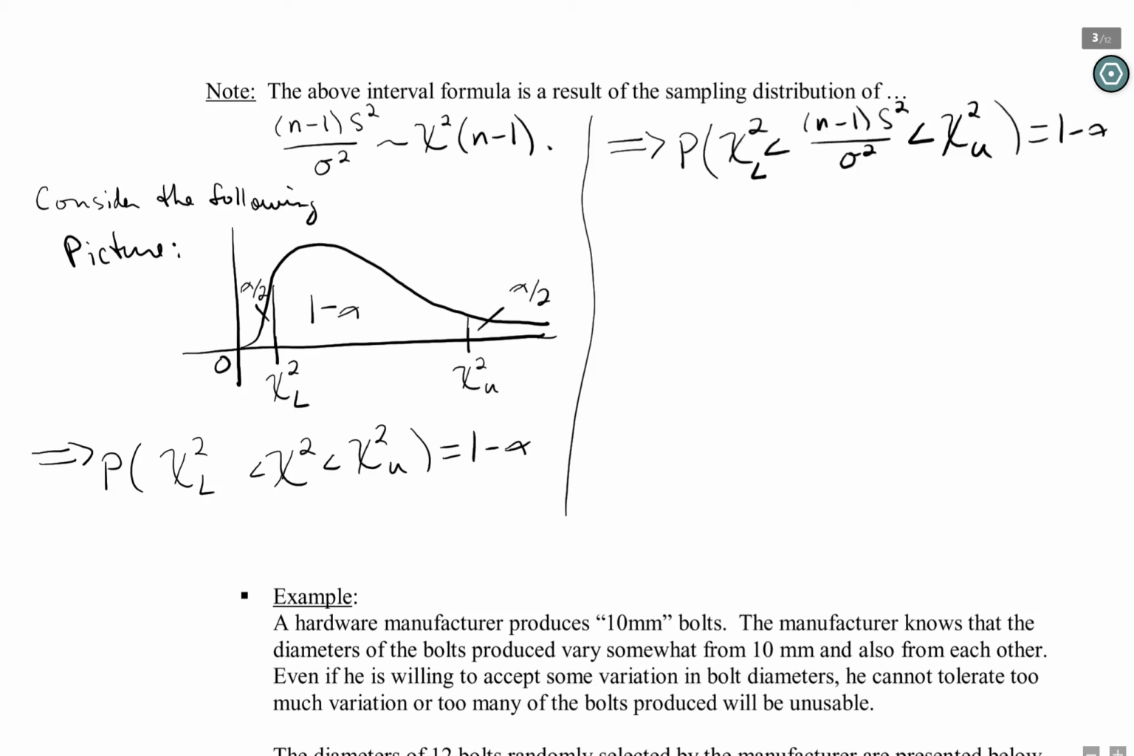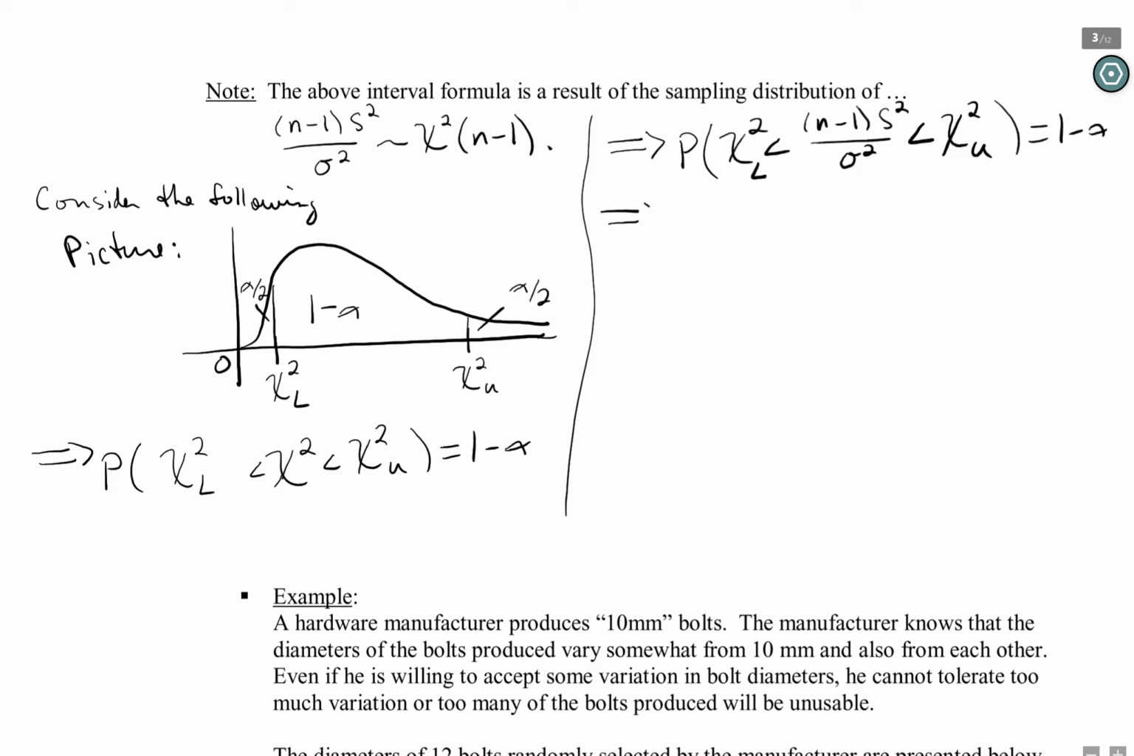So what I'm doing here ultimately is deriving the interval formula for sigma squared. In order to do that, I want to isolate sigma squared. I want to get sigma squared in the middle of these two inequalities here. A first step in doing that would be to move n minus 1 times s squared out of that middle term.